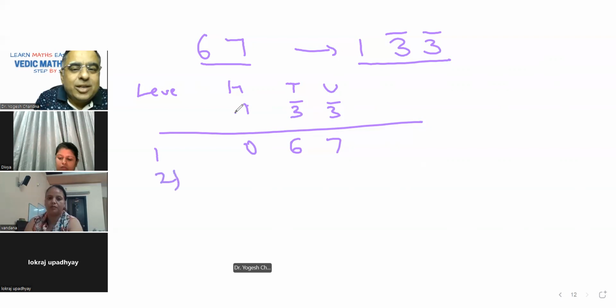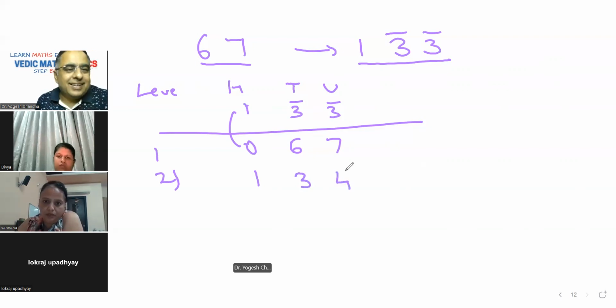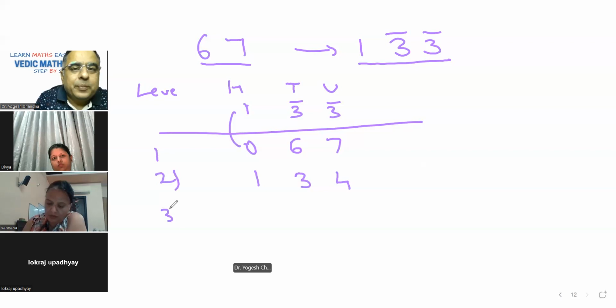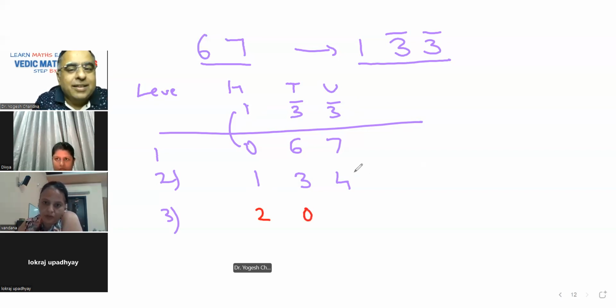Second, 0 plus 1 is 1. 1, 1, 6 and 3 bar is 3. This is 4. 1, 3, 4. Done? Yes, sir. Third, 1 plus 1 is 2. 2, 2, 3 and 3, 2 bar 0 is 1. 0, 0, 4 and 3 bar is 1. 1, 1.